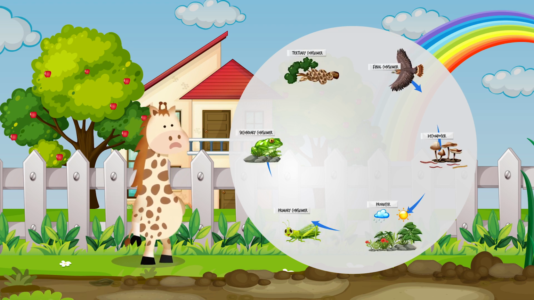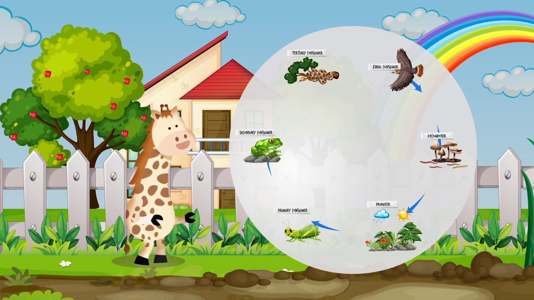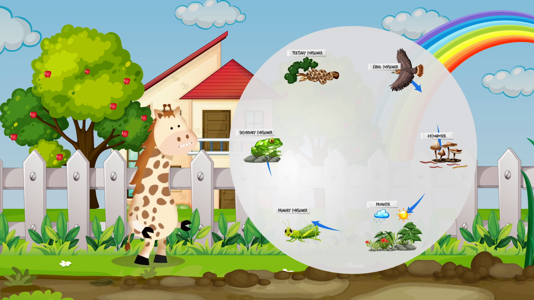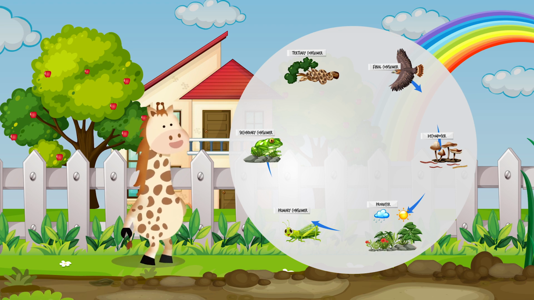Number 3. Secondary consumer. The third image in the illustration shows a frog as a secondary consumer. The frog is an animal that eats the grasshopper. It gets its energy by eating the grasshopper and also grows bigger.